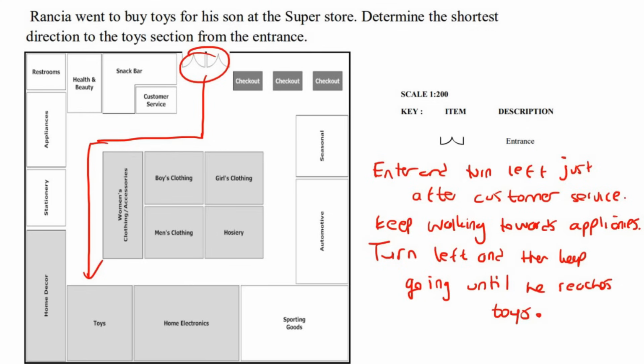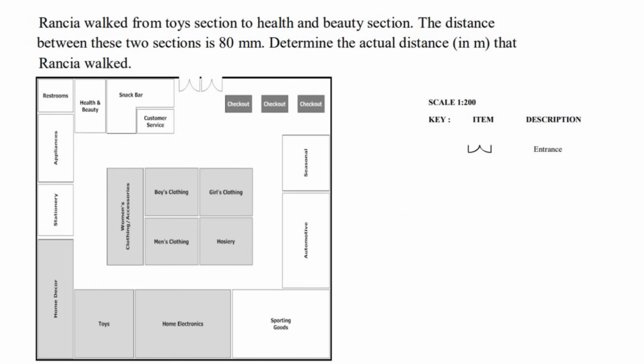Okay, next one. Rancia walked from the toys section to the health and beauty section. Okay, health and beauty, where are you? There we go. The distance between these two sections is 80 millimeters. Determine the distance in meters that he walked. Okay. Now, you got to be careful. 80 millimeters is very, very small. That is like 8 centimeters on your ruler. So it's not even the size of a ruler.